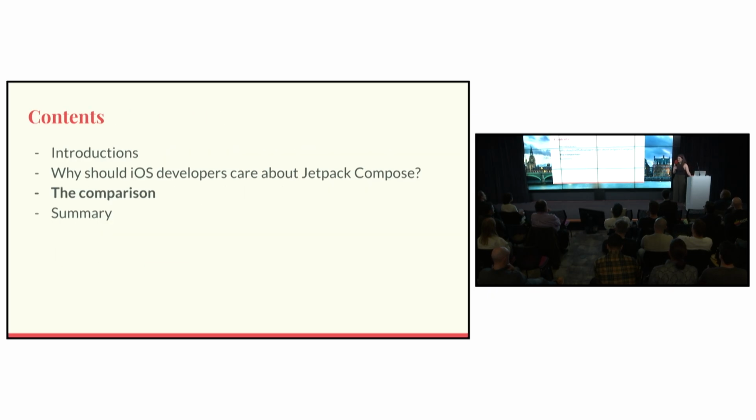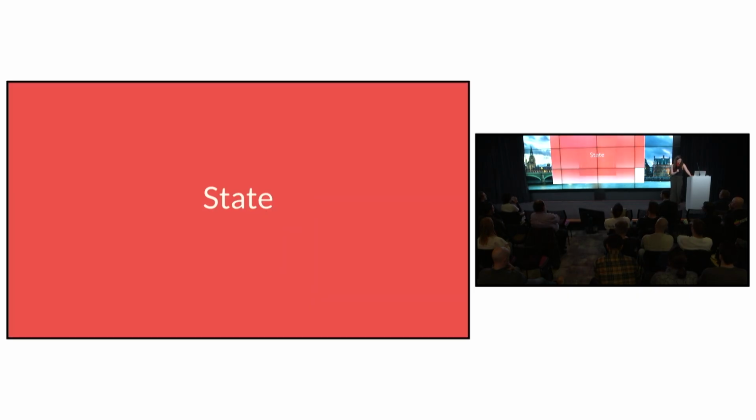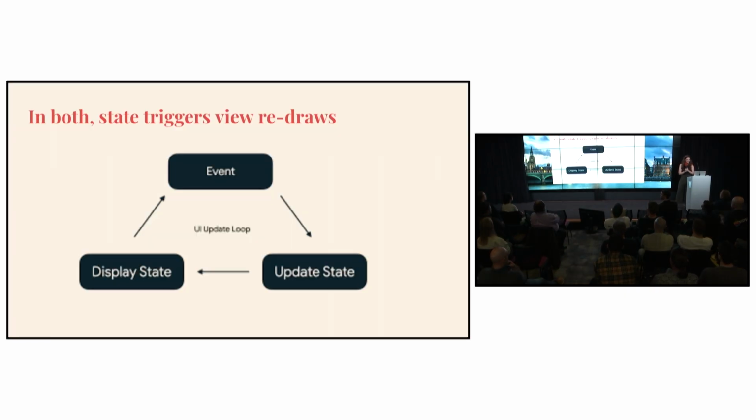So, the bit you were waiting for, the comparison. And because this is so important, it gets 2 slides. Firstly, state. I'm sure you're all wondering what is the difference between how both Jetpack Compose and SwiftUI handle state. So in both Jetpack Compose and SwiftUI, state triggers view redraws. So you can see in this slightly blurry diagram, an event happens like a button press. State is updated, display state is then changed, triggering a view redraw.